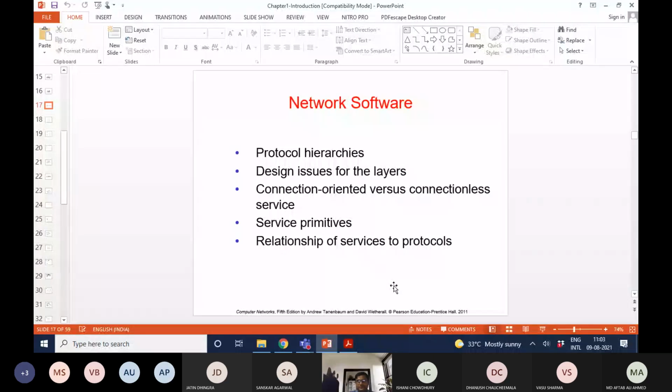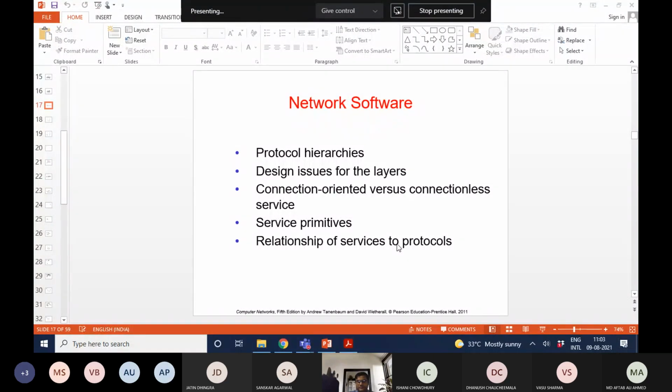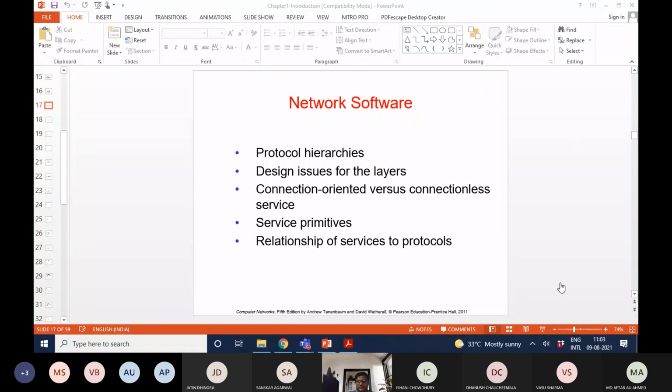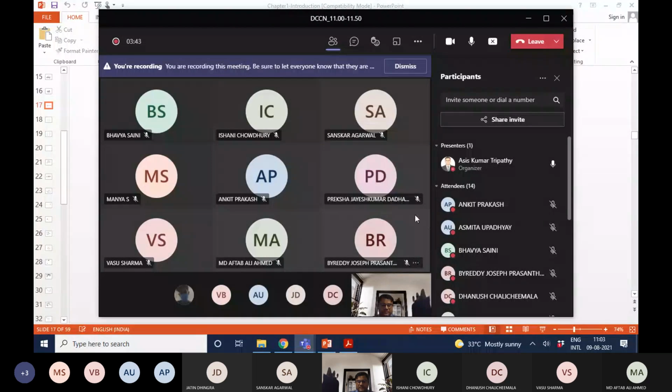Screen visible? Yes, the screen is visible. Yes, sir.